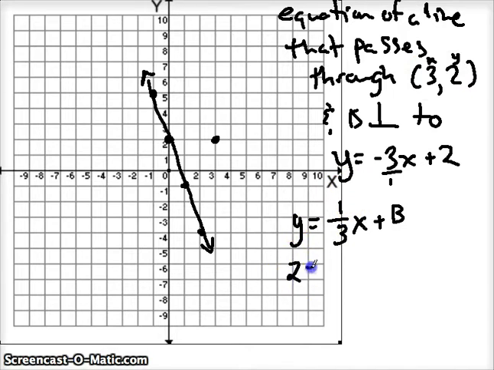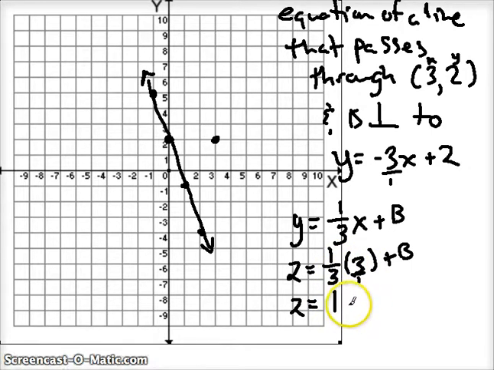We know we're given it, so let's use it. Instead of y, I'm going to say 2. Instead of x, I'm going to say 3. Let's solve for b. Well, 1/3 of 3 is 1/3 times 3 over 1. We would get 3 over 3, which reduces to 1. Or you could just think, how many 3's go into 3? Well, 1. And we're still solving for b, right? So get rid of that positive 1 by subtracting 1 from both sides. And now we get that b has to be 1.